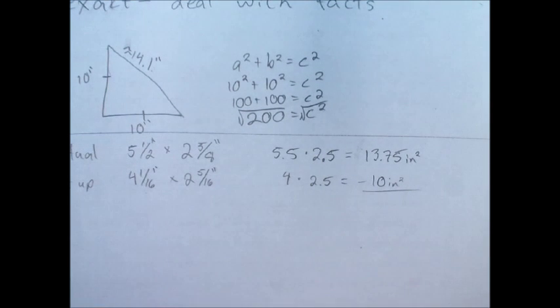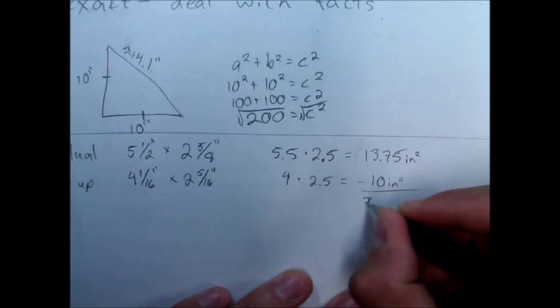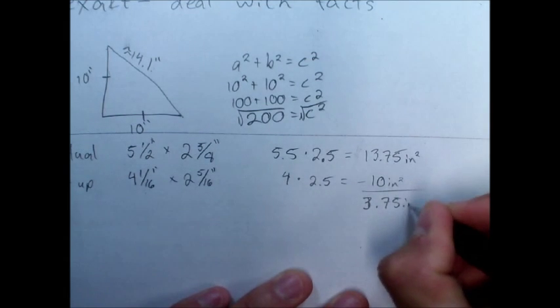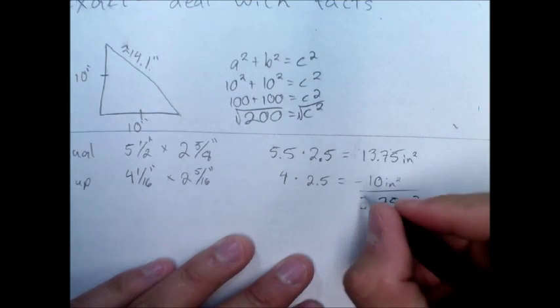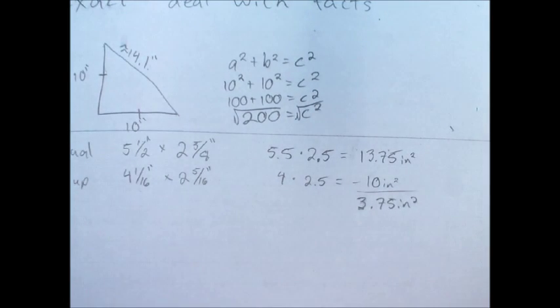Now, I wanted to find out how much wasted space there is, so I need to find the difference between these two things. So I'm going to go ahead and subtract them. So I get 3.75 inches squared. That's a lot of wasted space.